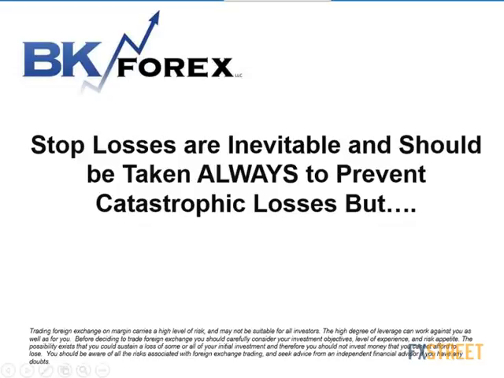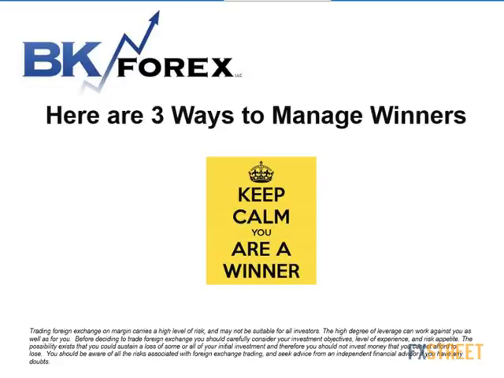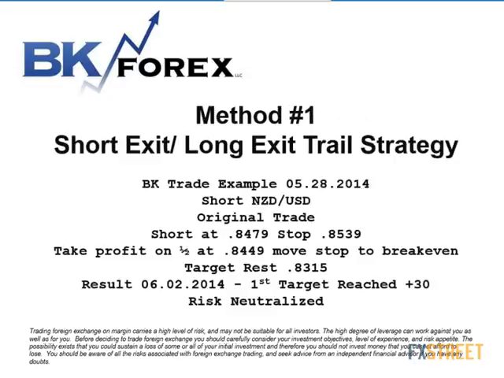But many trades are often partially profitable, and the key to long-term success is to never let a winner turn into a loser. So here are 3 ways to help get you into the mindset of managing winners. Number 1 is to have a short exit, long exit. We do this for our BK swing trades, where we exit half our position at a relatively closer amount, usually half risk, and then we trail our stop, hoping to get more, because these are medium-term trades where we are going for a long-term trend, so we use a short exit, long exit.